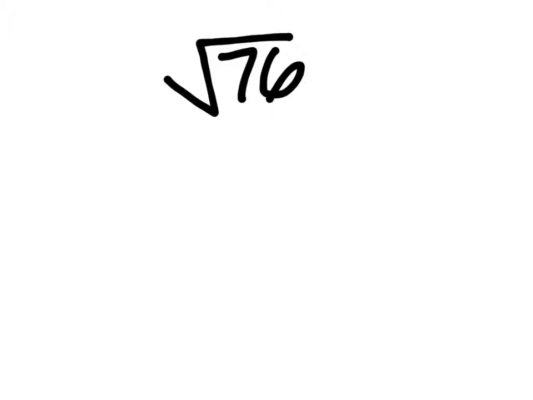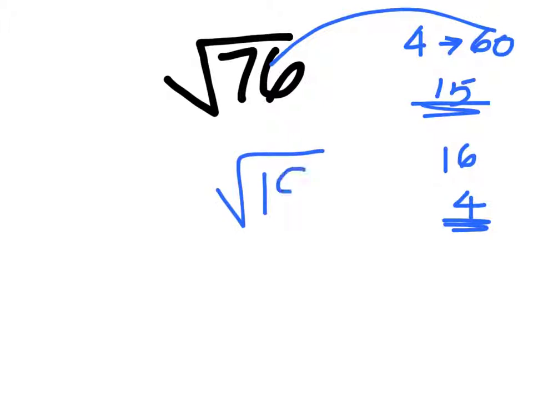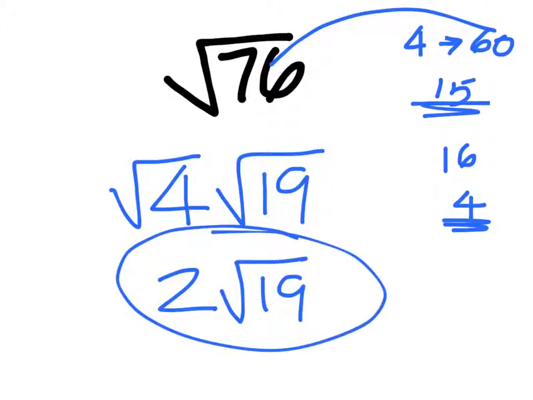For a perfect square that comes out of 76, I know that 4 will go into 60 15 times. So that's my own personal reference point. The difference between 76 and 60 is 16, and I know that 4 goes into that 4 times. Add those together and it would be 19. So 76 is 4 times 19, and the square root of 4 is 2. 2 radical 19 is the answer.